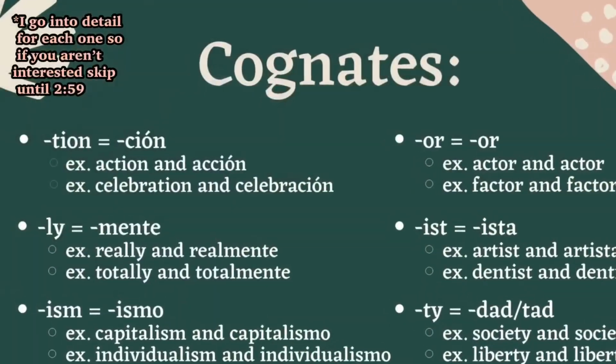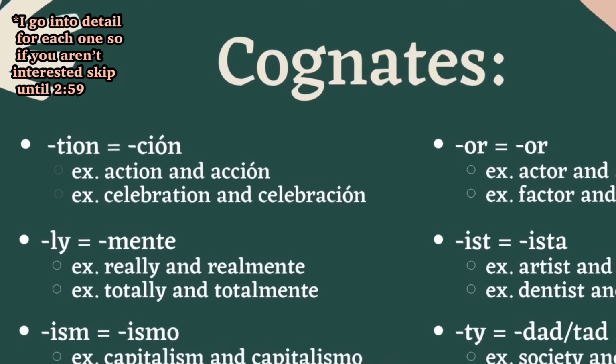What are cognates? Cognates is anything that is closely related or a relative of. And there are multiple cognates that are similar and some that are the exact same. Let me show you 6 cognates that you'll see very often. These are the 6 most common cognates.